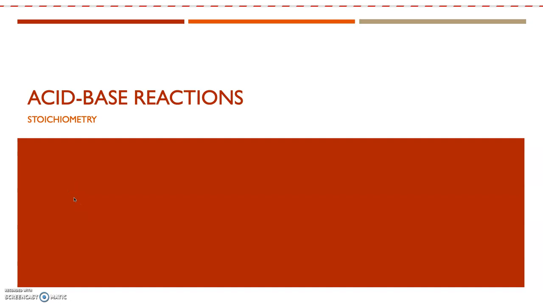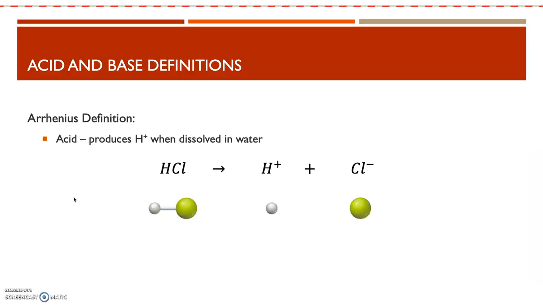This week, we'll be dealing with acid-base reactions in lab, and in order to do the calculations, we need to know a little bit about stoichiometry. But first, we'll introduce you to the basic definitions of acids and bases. The Arrhenius definition is the first definition that you typically learn when you're learning about acids and bases.